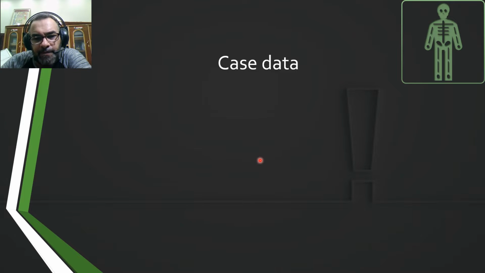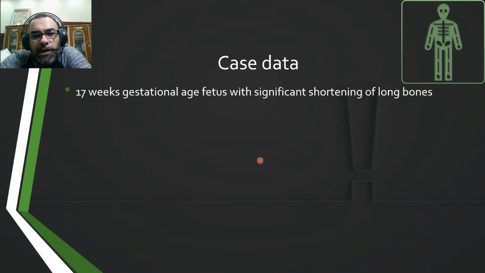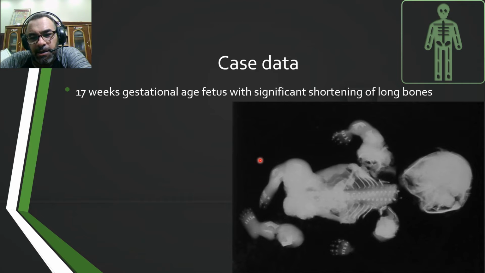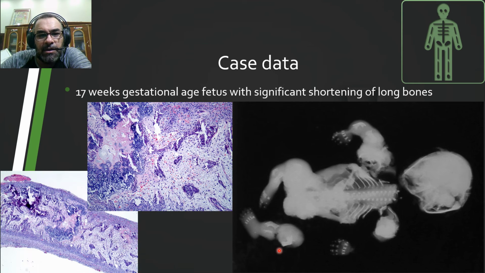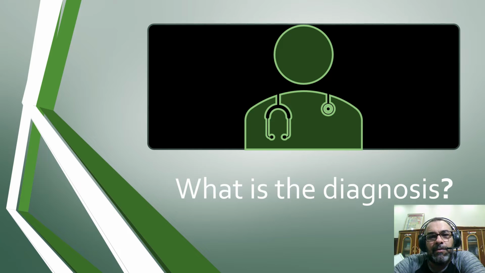Case data: 17 weeks gestational age fetus, so intrauterine fetus with 17 weeks age with significant shortening of long bones as you see in this X-ray, and this is the histology of a specimen of the fetus bone. This is the only data of this case. So, what is the diagnosis?